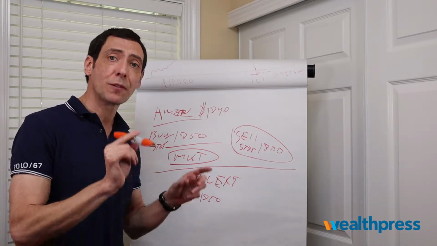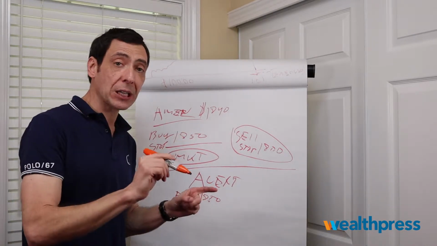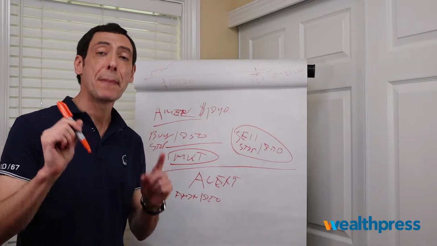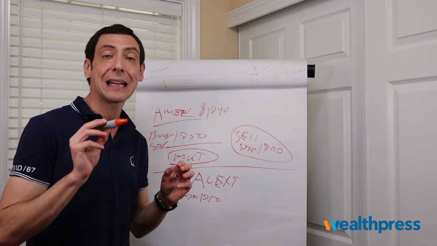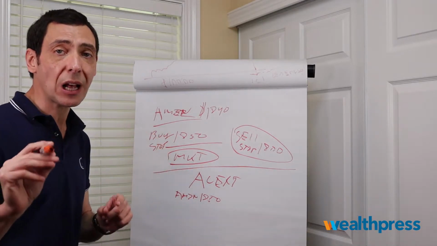Limit orders can be used for entry and exit. And market orders can be used for entry and exit. Matter of fact, every order I'm talking about right now can be used for entry and exits. So don't just use stop orders for exits.